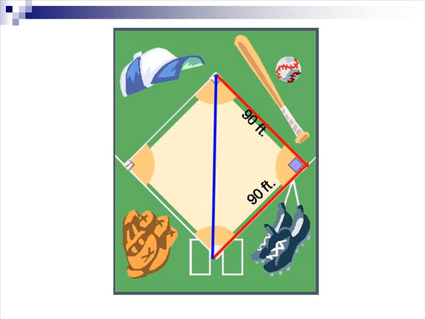The distance from home plate to first base is 90 feet, and the distance from first to second is also 90 feet. Using the Pythagorean theorem, find the distance a catcher would have to throw from home plate to second base.